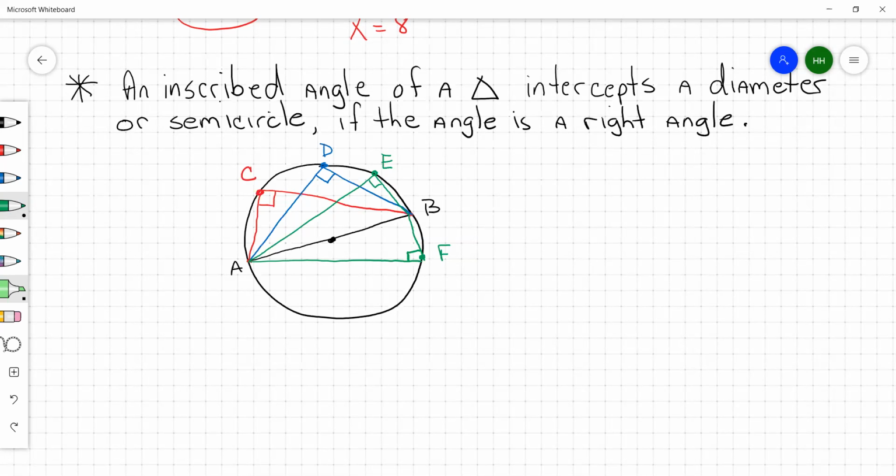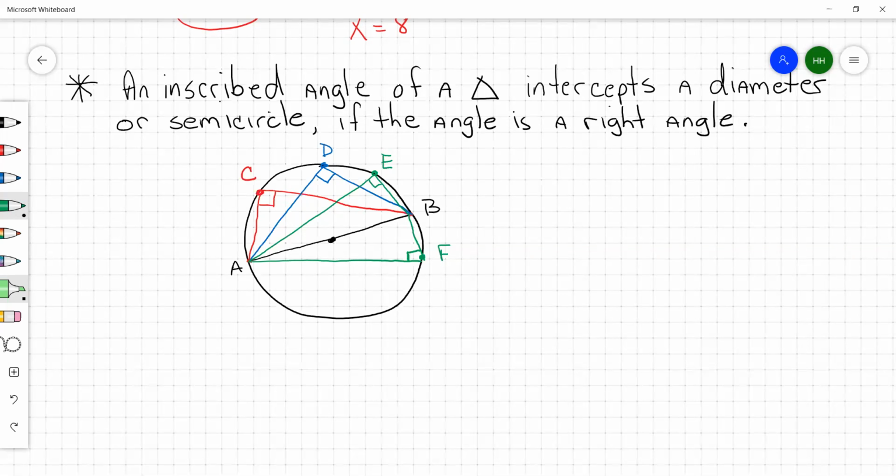Isn't that pretty? Isn't that a pretty shape going around there? Yeah, it's pretty. Does that make sense to everybody?